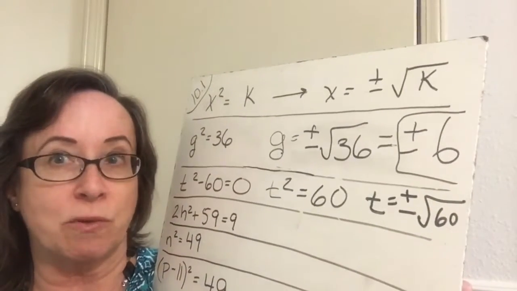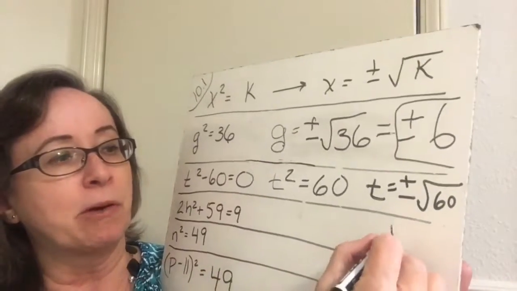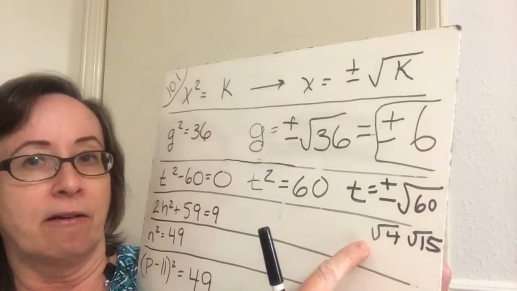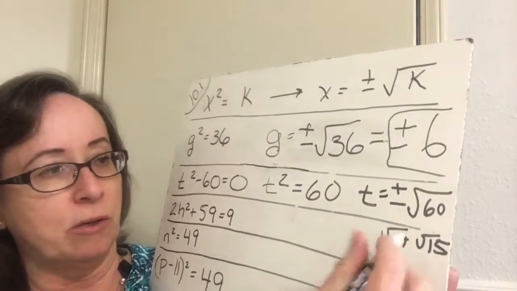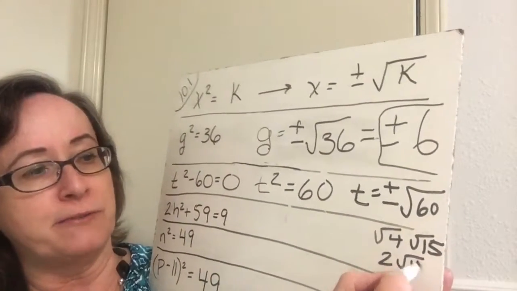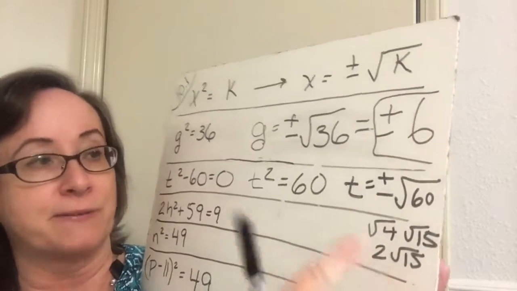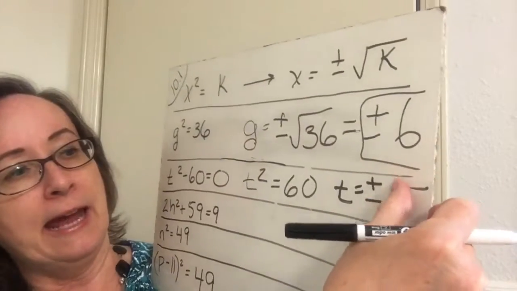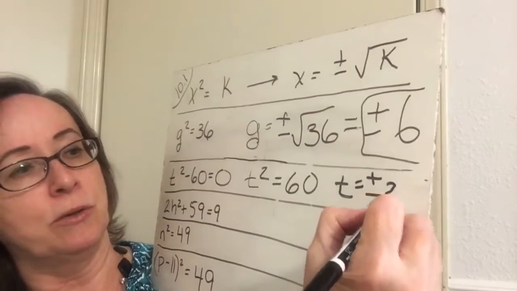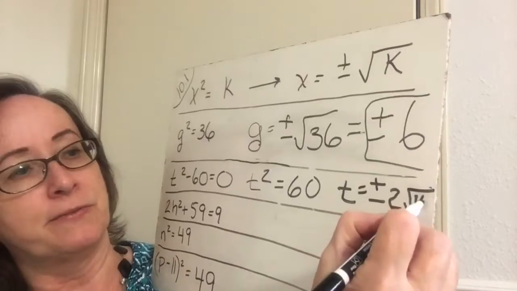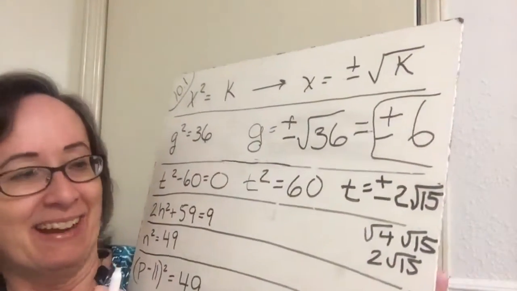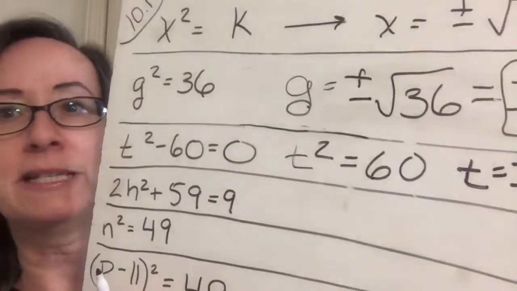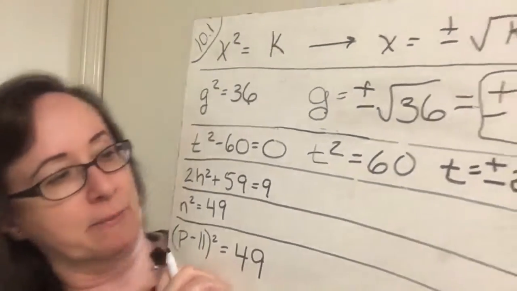But remember that the square root of 60 could be broken up into the square root of 4 times the square root of 15, all right, and the square root of 4 is 2. So 2 square root of 15 is the same thing as the square root of 60. So I'm going to take this answer off and make it plus or minus 2 square root of 15. All right, so let's look at the next one. And of course, they get a little bit more complicated as we go along.